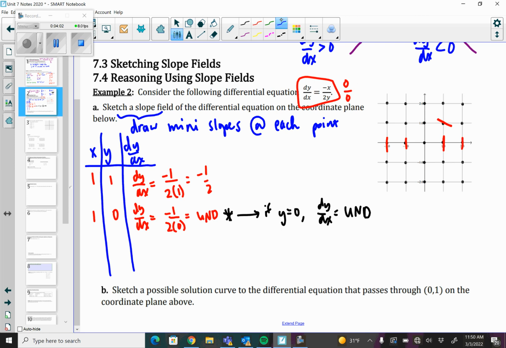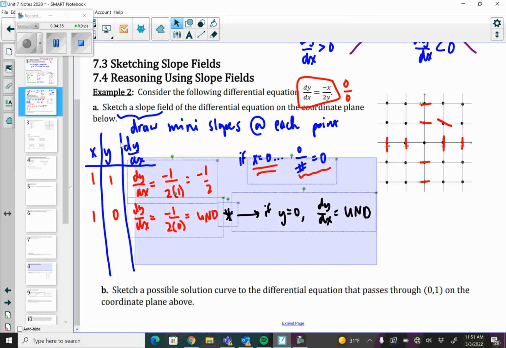Well, what else can we think through? What about if x were equal to 0? If x was 0, then I would have 0 divided by some number. 0 divided by a number is 0. So any place that x is equal to 0, my derivative is going to be 0. I have these points right here as horizontal slopes. This is helpful. This is great. We still have a bunch of other points to think through. And here's where, again, you can do kind of whatever comes best for you.